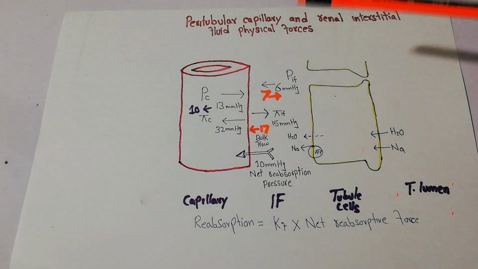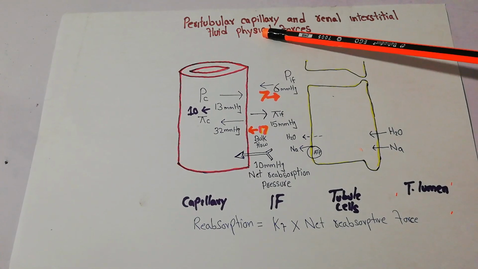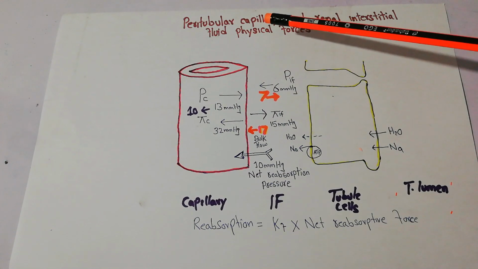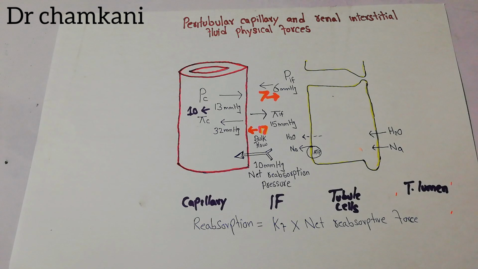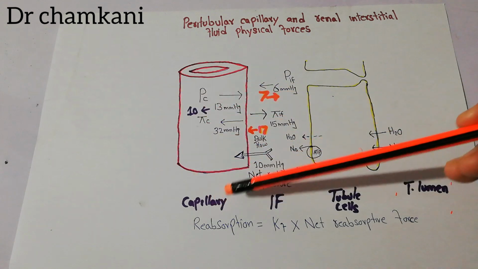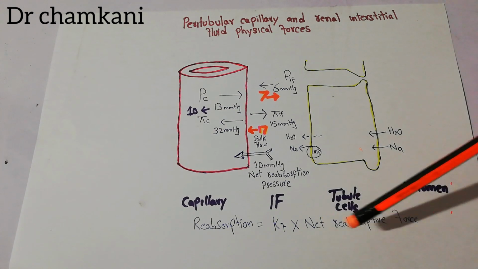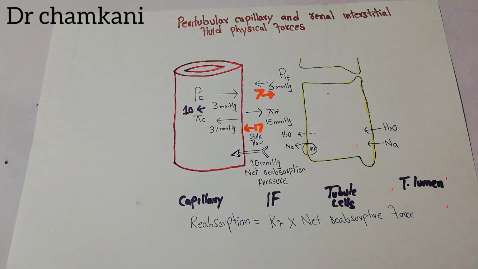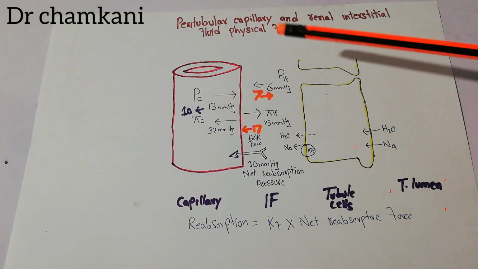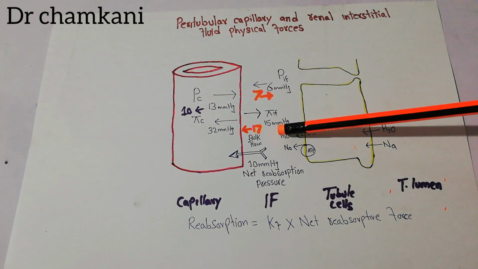Today in this lecture, we will talk about reabsorption of fluid by the peritubular capillaries and the physical forces, the hydrostatic force and colloid osmotic force that are present in the peritubular capillaries and renal interstitium and their influence on the reabsorption rate. So the amount of reabsorption into the peritubular capillaries is basically determined by net reabsorptive force into filtration coefficient. The net reabsorptive force is then determined by the hydrostatic pressure in the peritubular capillaries, hydrostatic pressure in the renal interstitium, colloid osmotic pressure in the peritubular capillaries, and colloid osmotic pressure in the renal interstitium.